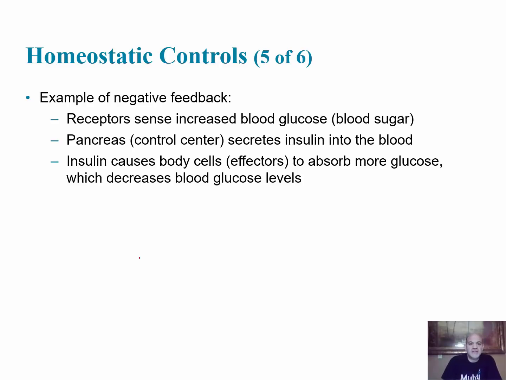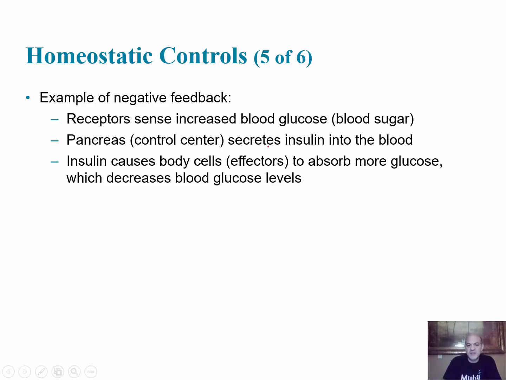So looking at negative feedback for blood sugar here, there's going to be receptors that sense an increase in blood glucose, for example, after a meal, when your intestines are absorbing sugar. Let's say you ate some bread or an ice cream. Special receptor cells are going to sense that there's a higher blood sugar. And the pancreas is basically the control center there.